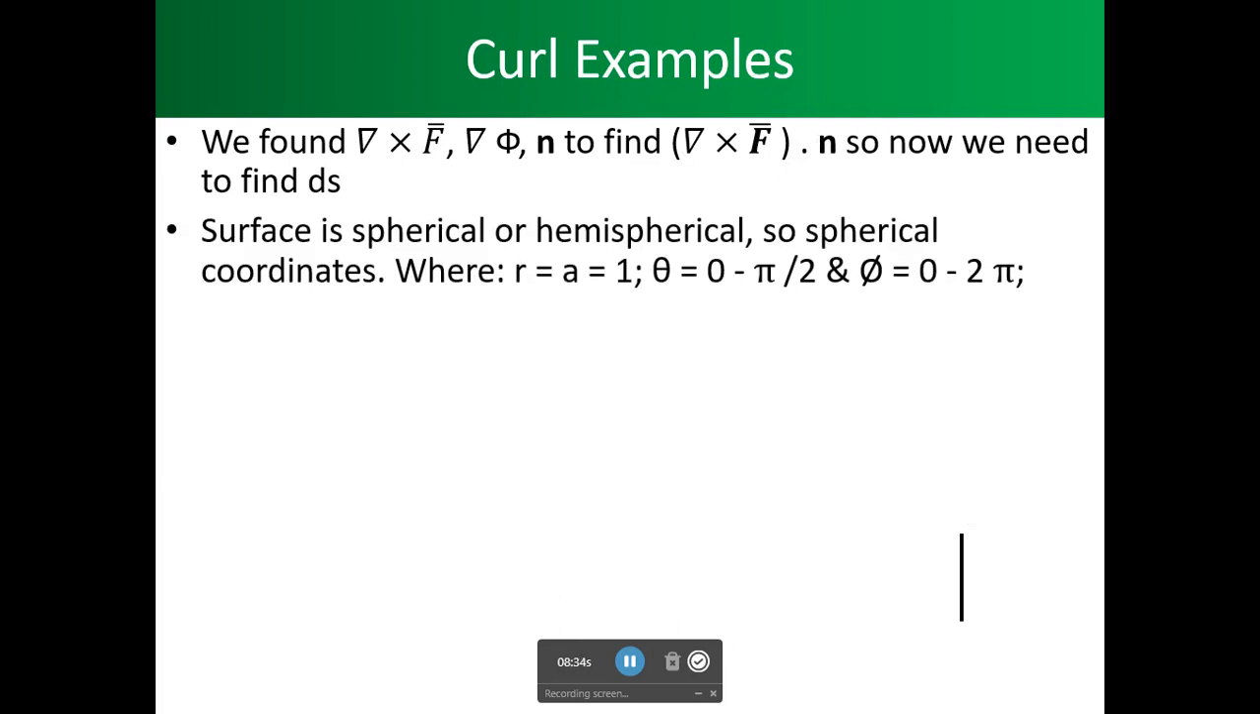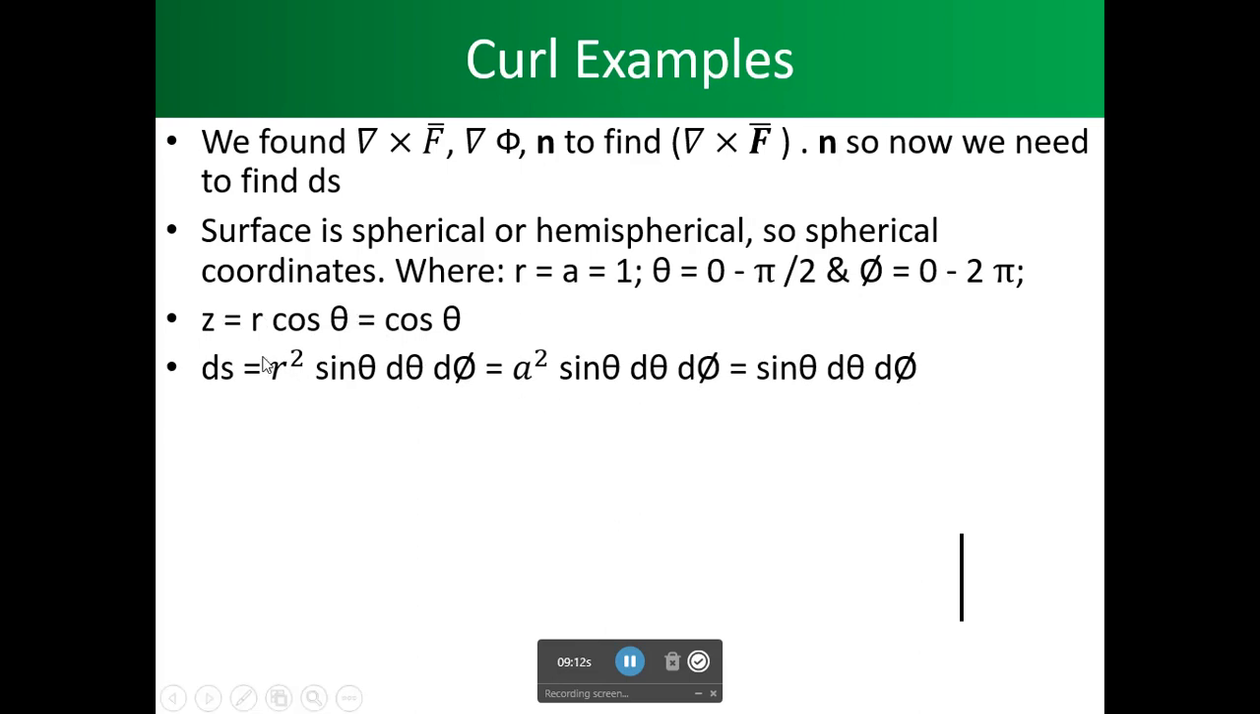What's the surface? If we have a sphere or hemisphere, the spherical coordinates we must use. So we have r equals a, which equals 1. We have theta going from 0 to pi over 2, and we have phi, which goes from 0 to 2 pi. We also have z equal to r times the cosine of theta. Since r is 1, z is the cosine of theta.